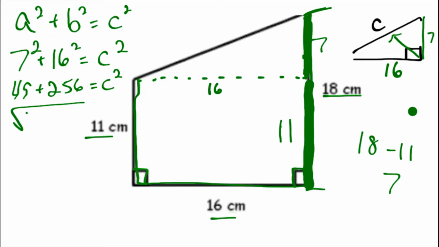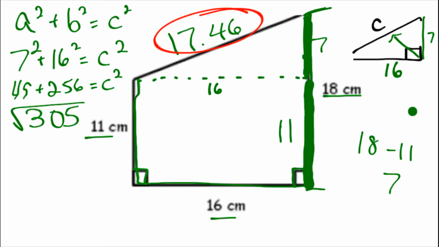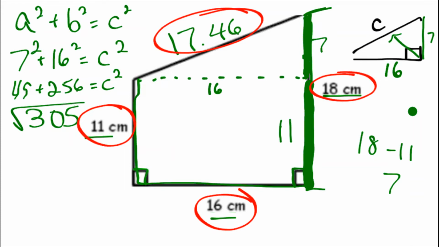So the square root of 305 would give you 17.46. I'm going to leave it like that. It does not round up. So 17.46 is that final side. Now I can finish the problem by adding these together. That, and that. Those are the 4 sides of that trapezoid, which gives me 62.46.